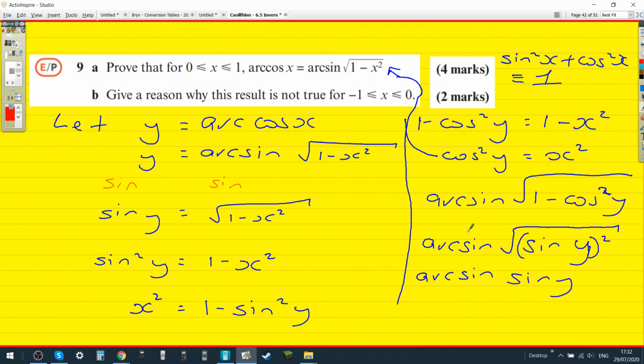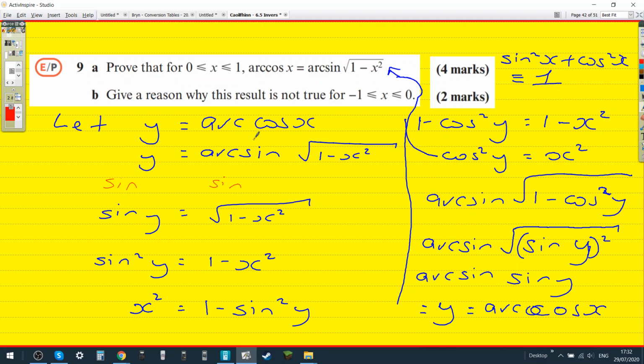What happens to arc sine and sine? They cancel each other out. So what are you left with? Just y. What did we let y be equal to? Arc cos x. And so I think that does it.